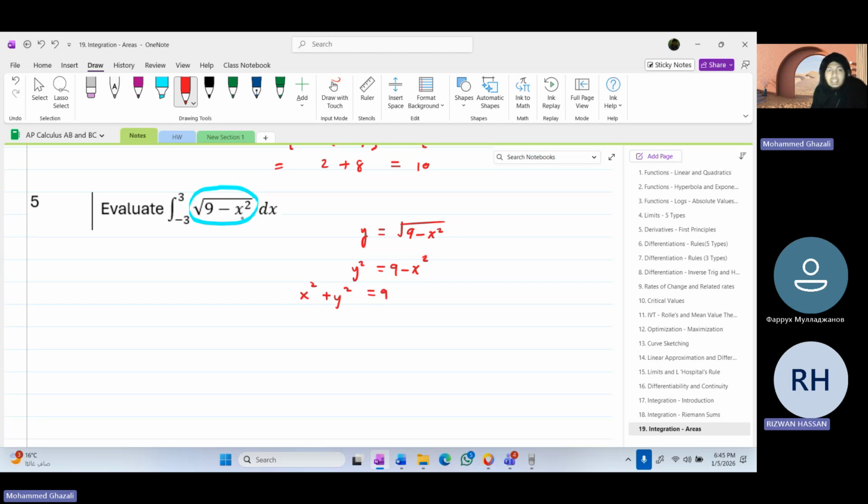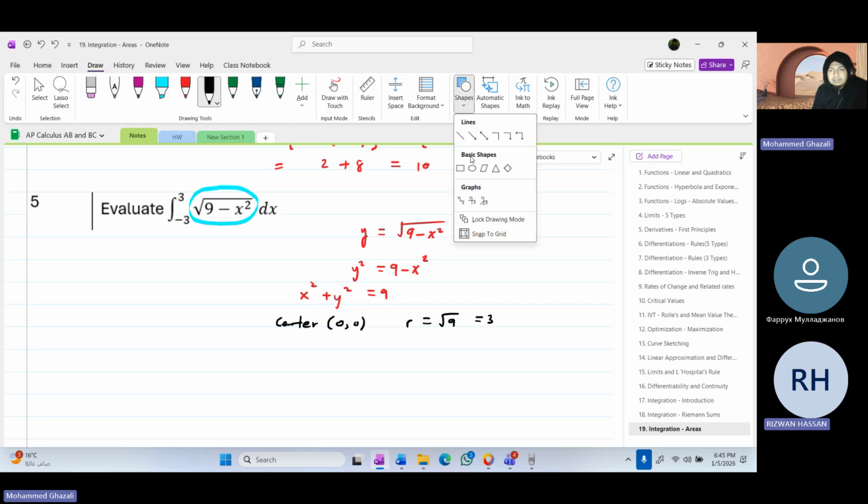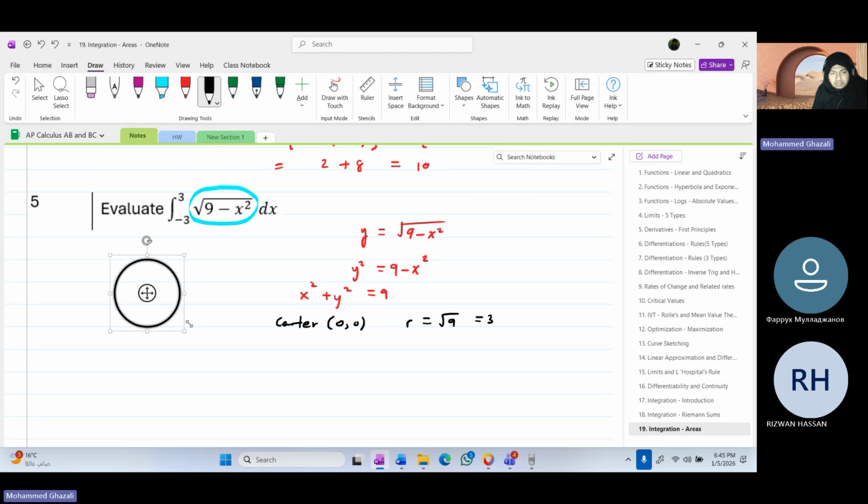Then you remember, circle. This is an equation of a circle with center 0, 0 and a radius of 3, because the radius is equal to root 9, which is equal to 3. But it's not actually a circle, it's a semicircle. It's a semicircle because it's the top half, which is very important because the square root is positive.